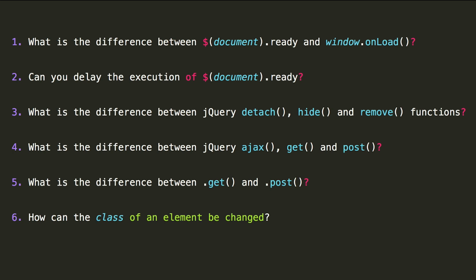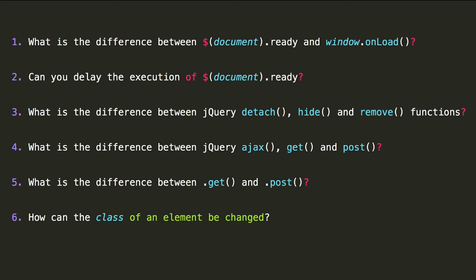And then the last question is, how can we change the class of an element using jQuery? jQuery actually provides 3 different methods that we can use to change the class of an element. We have the addClass method, the removeClass method, and the toggleClass method. addClass, as its name implies, will actually add a class to an element. removeClass will remove the class from the element. And toggleClass is a combination of add and remove class working together.